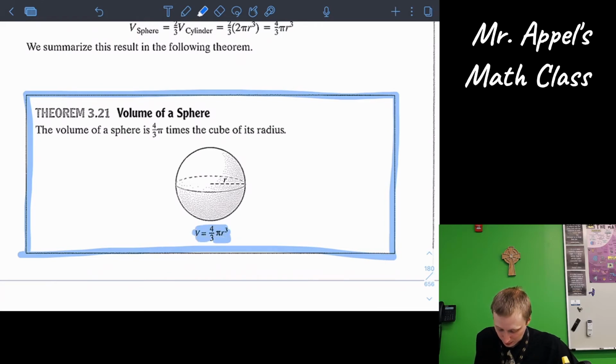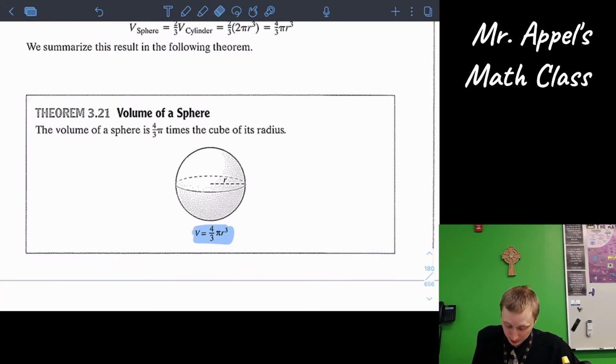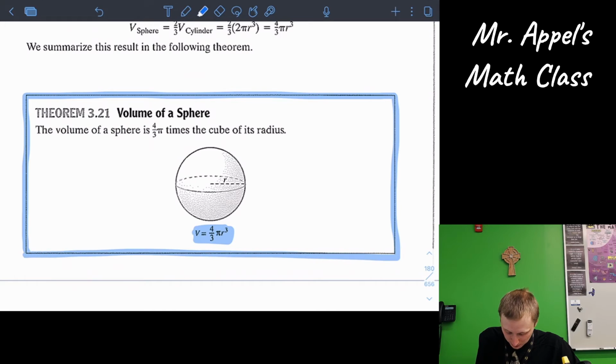Right in there. And I think I screwed up this rectangle. There we go.